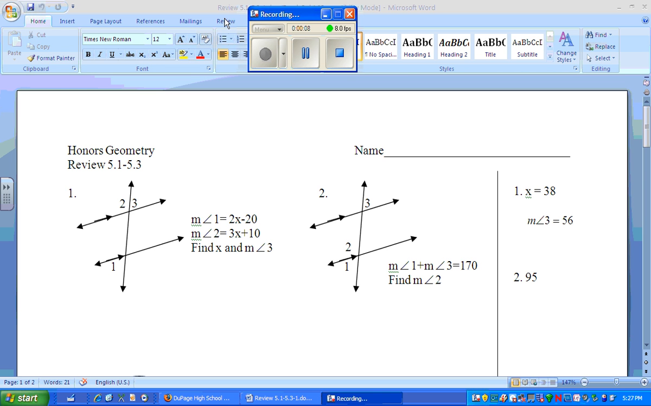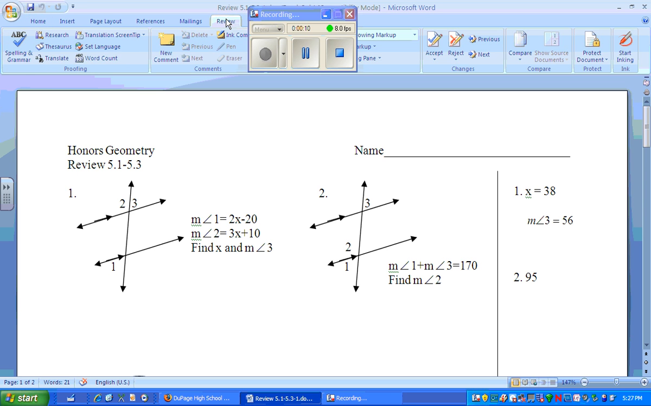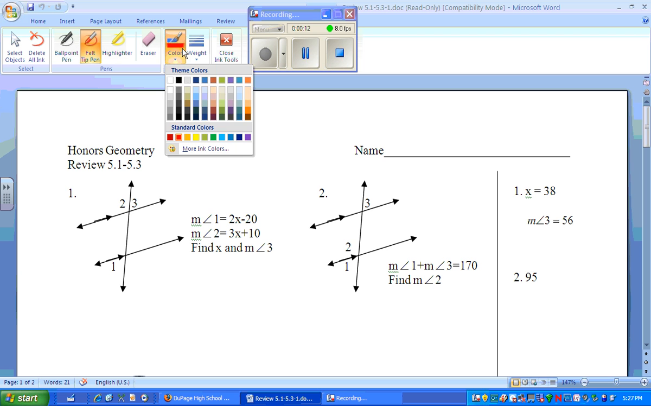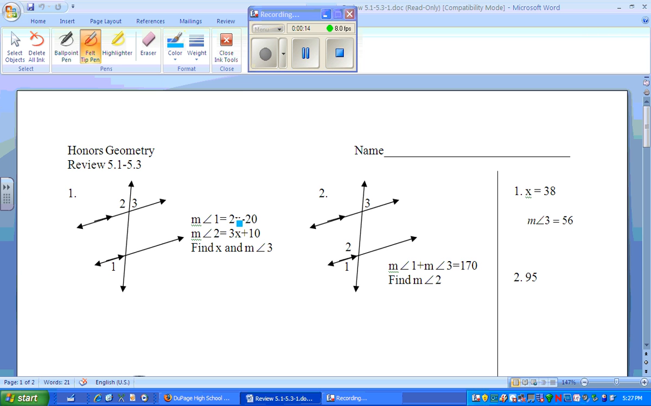Let's start by looking at question 1. Question 1 states that angle 1 is 2x minus 20. Angle 2 is 3x plus 10. We want to find x and the measure of angle 3. Well, you could see that these lines are parallel by the markings on the picture.